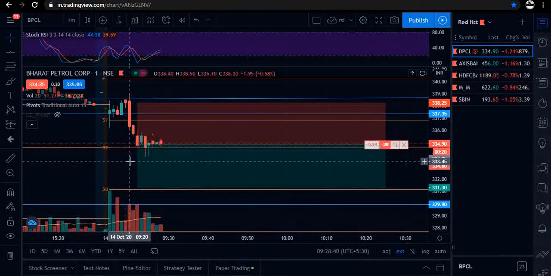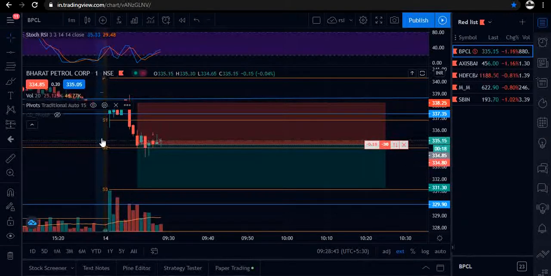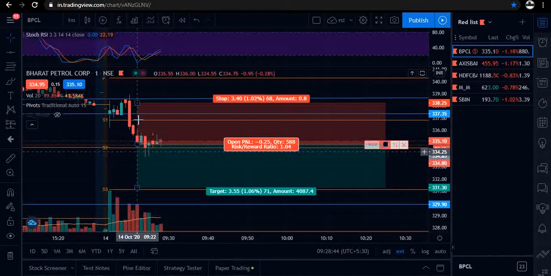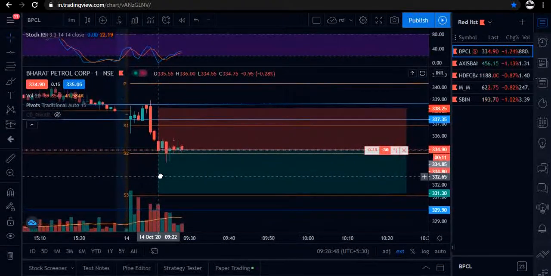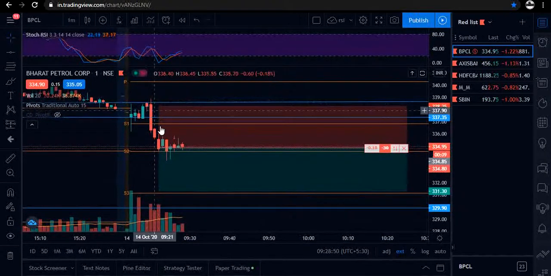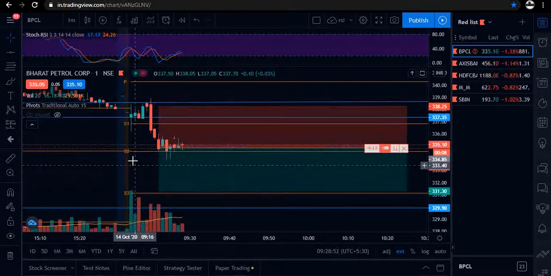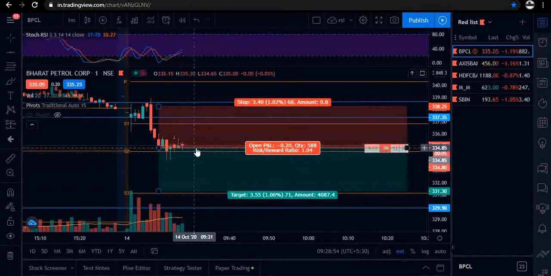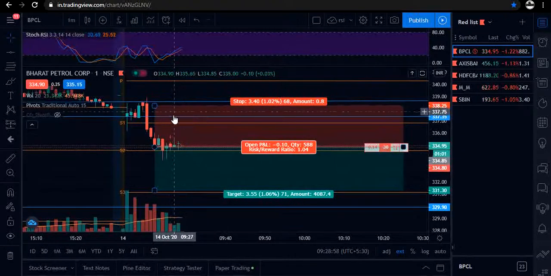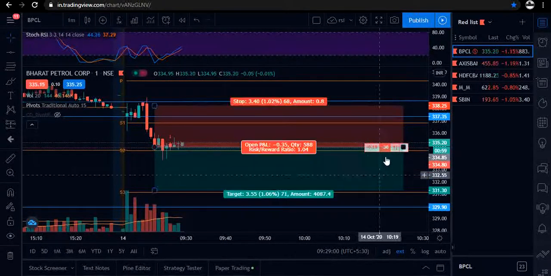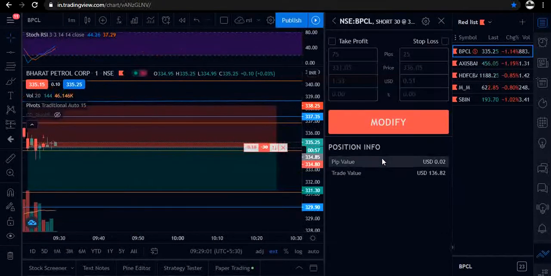So traders, as you can see here, BPCL was in our watch list and I was looking at the chart on BPCL. Here it gave us outside momentum. So I have entered at a price somewhere here, and this is our target and stop loss. So let us place our target and stop loss.